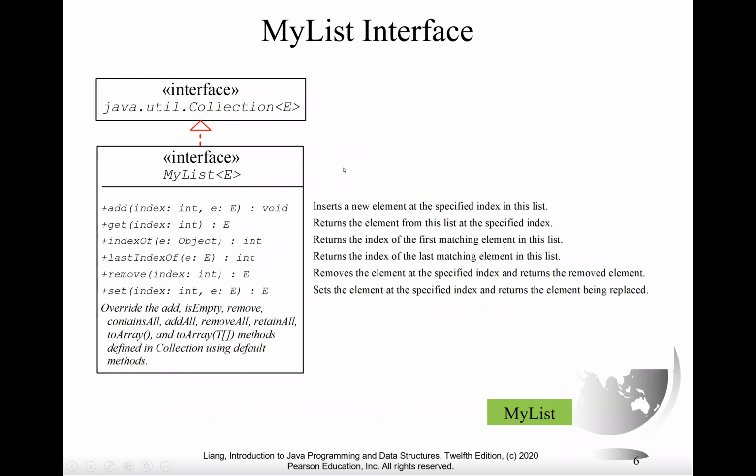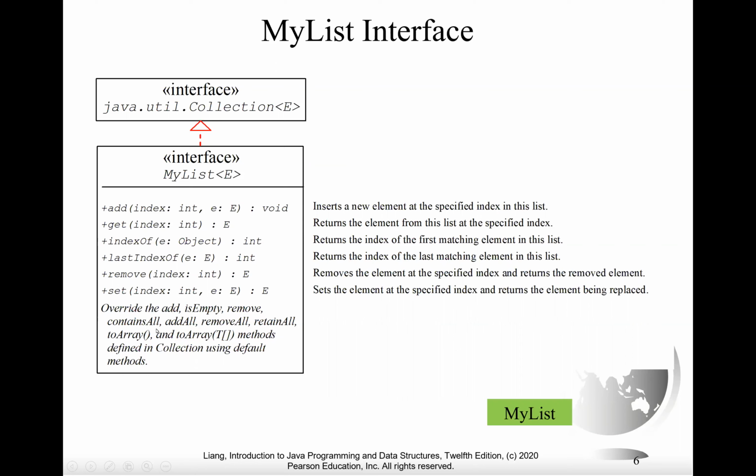Now this is the MyList interface. It is a sub-interface of the Collection interface. It has all the essential methods. Everything already in the Collection interface is automatically inherited, so it's not listed here. Additionally, we have add an element at a specific index and get the element at this index. indexOf is to find out if this element is in the list and which index is the first match for this element. lastIndexOf is to find this element starting from the end. Remove the element at the given index, set the element at this index.